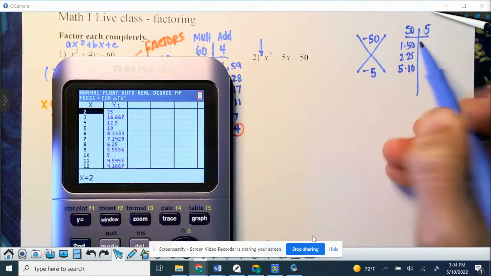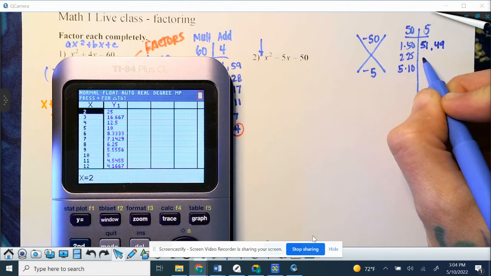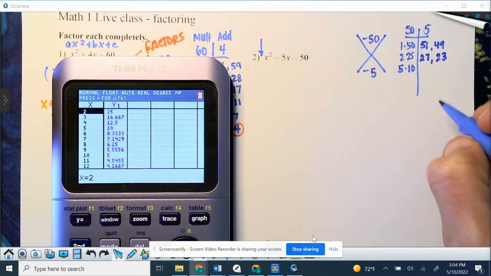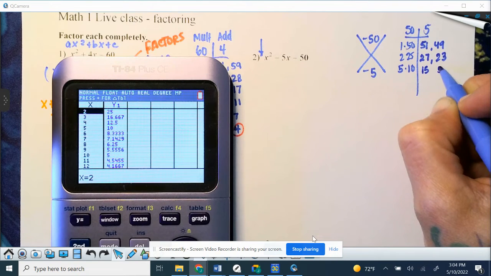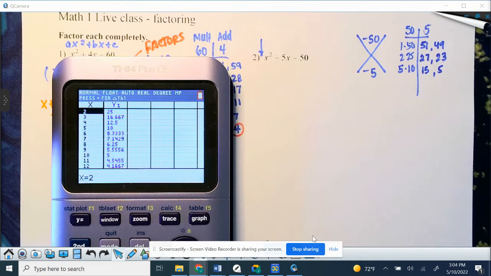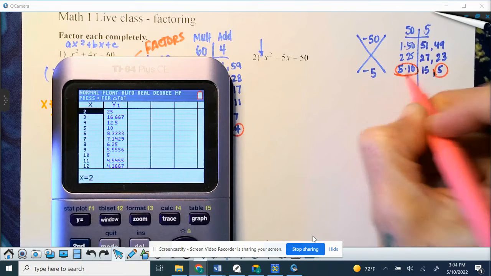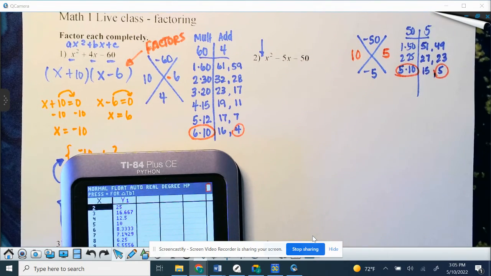1 and 50 are going to give me 51 or 49. 2 and 25 will give me 27 and 23. And then 5 and 10 will give me 15 or 5, depending on how we use our positives and negatives. We need a 5, so we're going to use 5 and 10. So we're going to put a 10 and a 5. One of them needs to be negative because it has to multiply to give me a negative, and then it has to come together through addition and give me a negative as well.